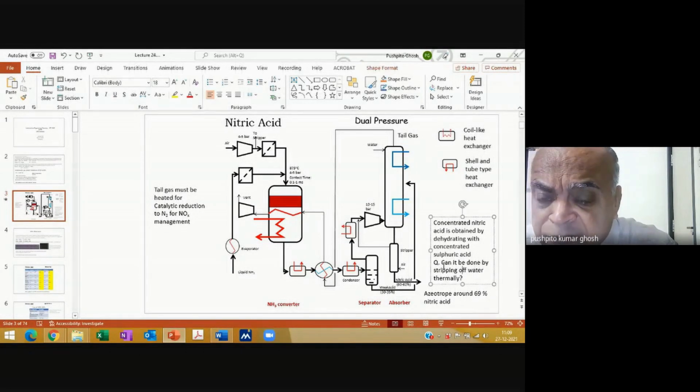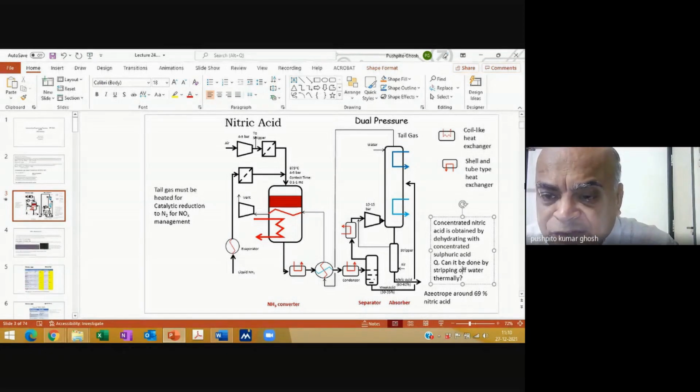The way in which you will actually concentrate it is with sulfuric acid. So you take concentrated sulfuric acid. The sulfuric acid absorbs water from the nitric acid. And now when you distill out, you'll get a higher concentration of nitric acid.